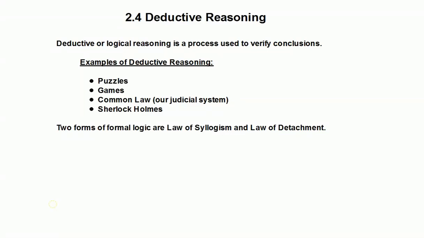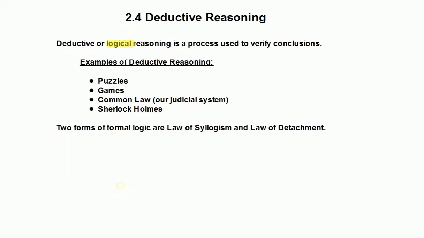Today we're going to be talking about deductive reasoning for section 2.4. Deductive or logical reasoning is a process used to verify conclusions. Examples of deductive reasoning are puzzles, games. When you play a video game, you are doing deductive reasoning. Your objective is not to end the game, whether you're trying to avoid being killed.